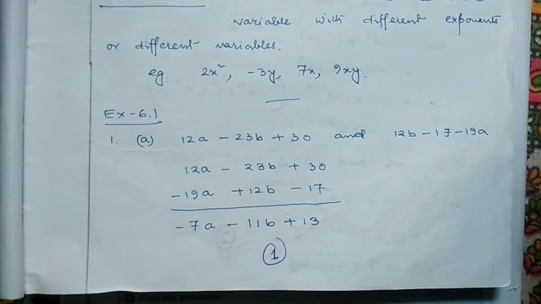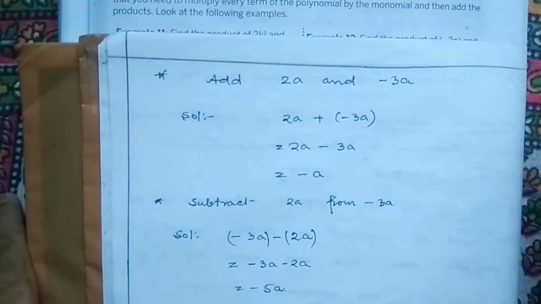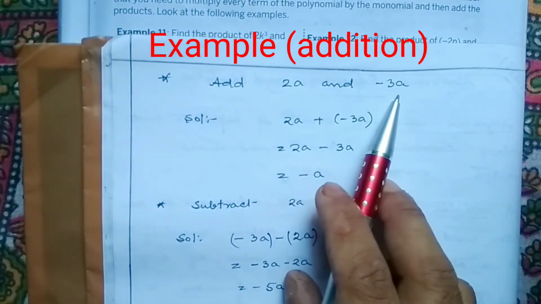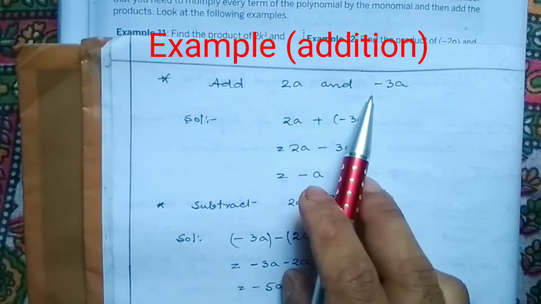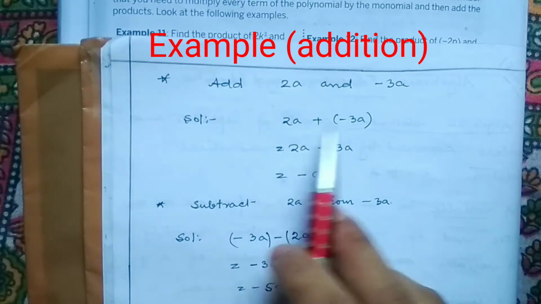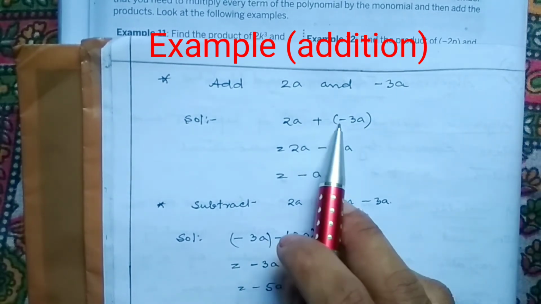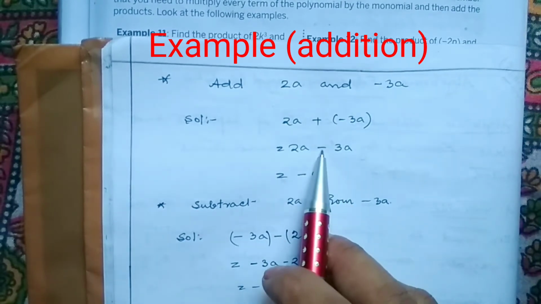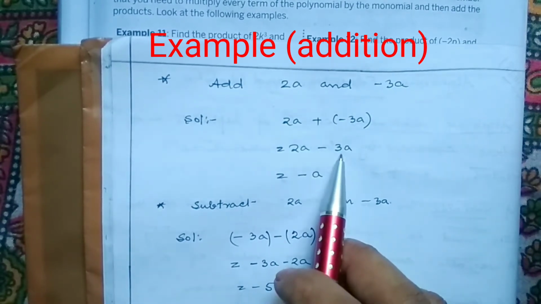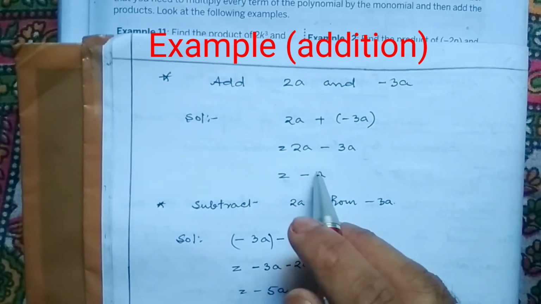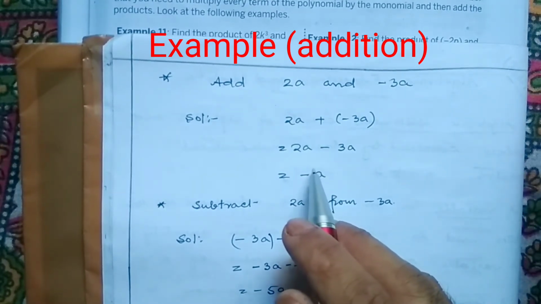Now let me show another sum. Suppose the question is you are to add twice a and minus 3a. If you want to add these two, you write plus of twice a and minus thrice a. This plus minus you have to multiply, plus minus minus you know, and here thrice a. Now 2a minus 3a. Already we know same sign always add, different sign subtract.